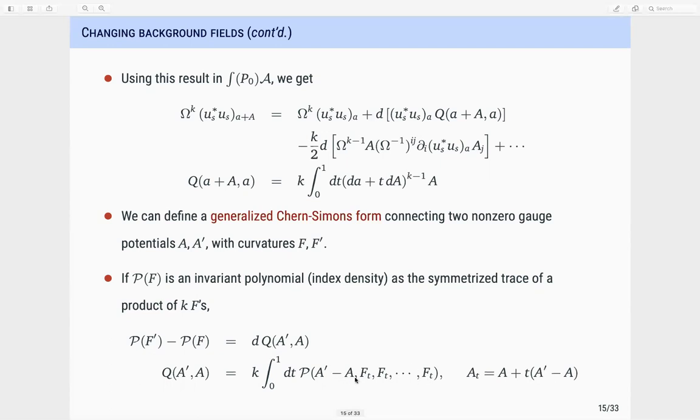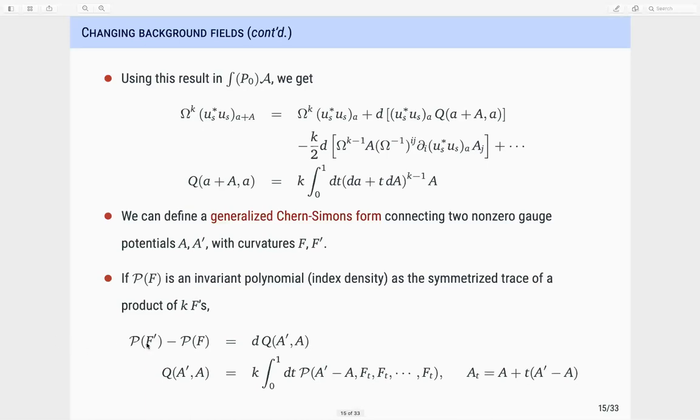This is a product here. I put the commas because in more general cases, you may have a more general polynomial. But the first entry is replaced by A prime minus A. The others are F of t, where A of t is a linear interpolation between A and A prime. This is the old Chern trick in calculating Chern-Simons forms. So in terms of that, you can write this expression, and this Q here is called a generalized Chern-Simons form. Why is it generalized? Because if either A or A prime is 0, this is just the ordinary Chern-Simons form.